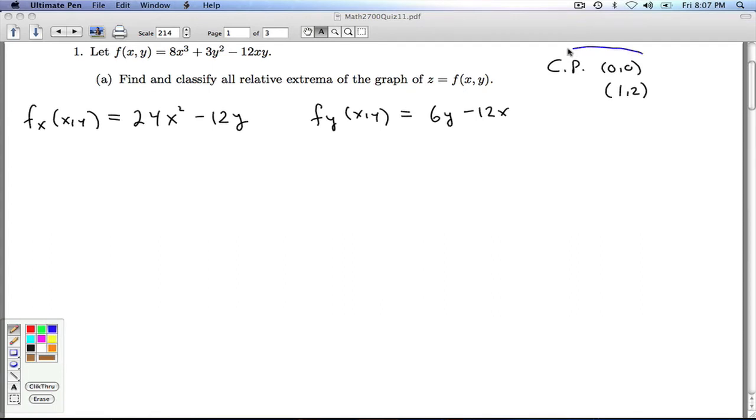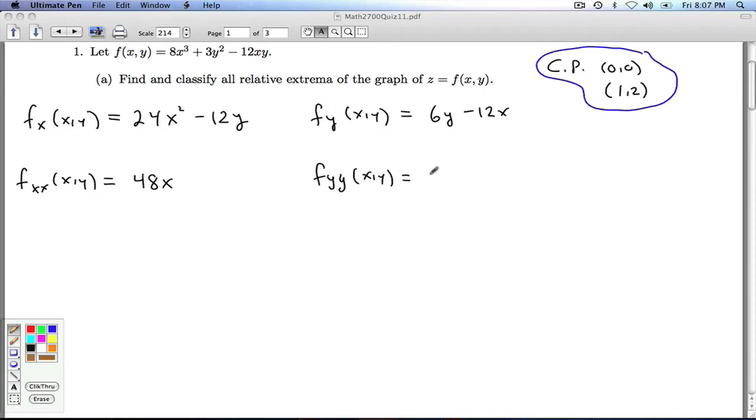All right, so these were the critical points we found. And now to determine what's happening at those critical points, we apply the second partials test. So here's the first partials. We need all the second partials. So let's look at fxx. That's going to be 48x. fyy is going to be 6. fxy is going to be negative 12.